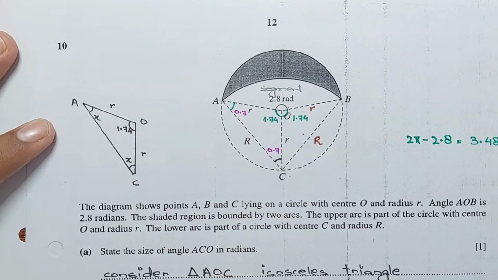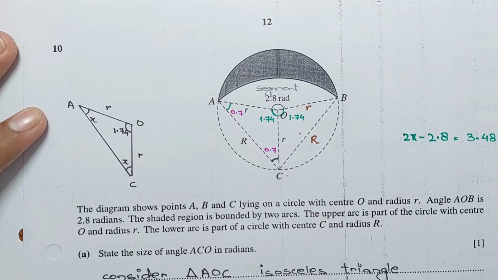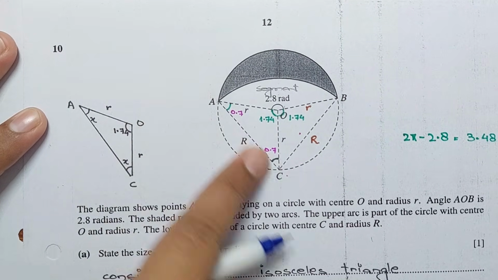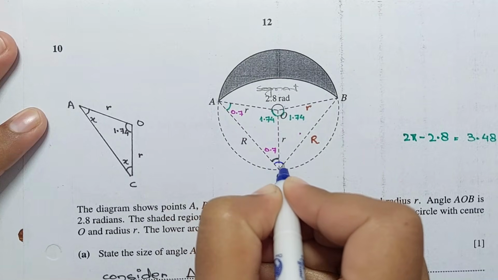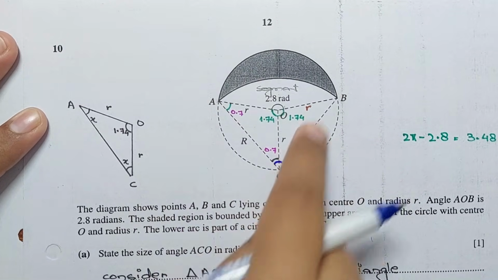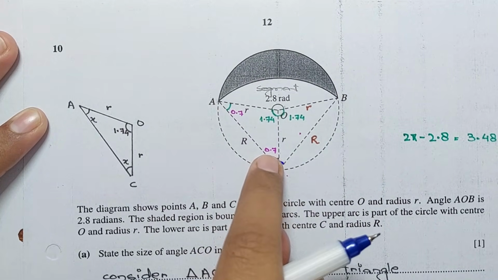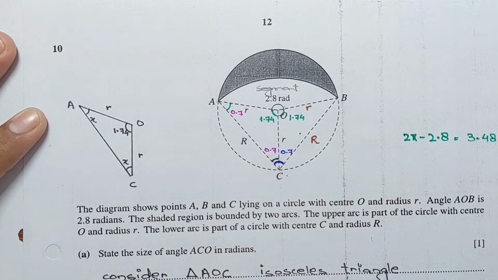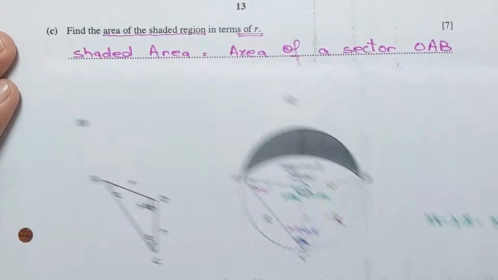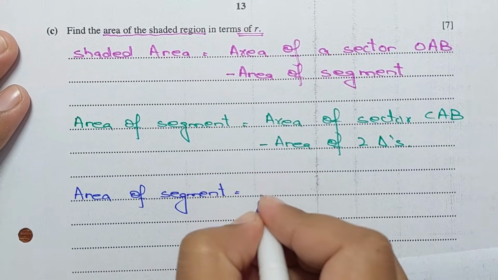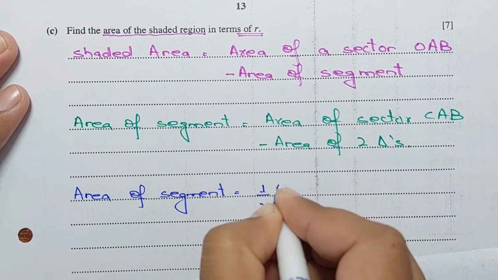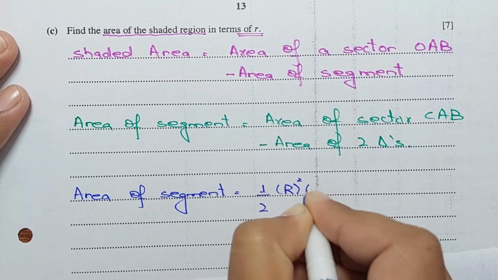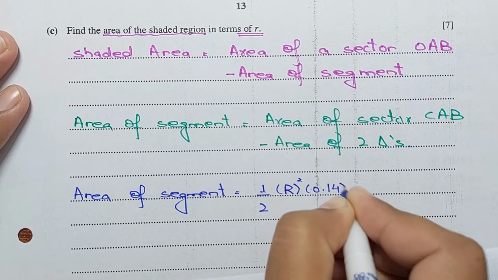So area of a sector is half radius square theta. So half radius square is capital R square. And what is theta? Theta is this angle. For this sector, this angle is theta, which is 0.7, and this is also 0.7. 0.7 plus 0.7 is 0.14, right? So area of a sector is half radius square and theta is 0.14.